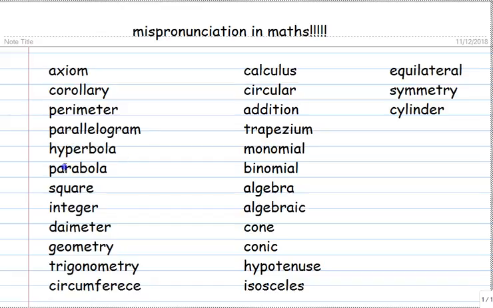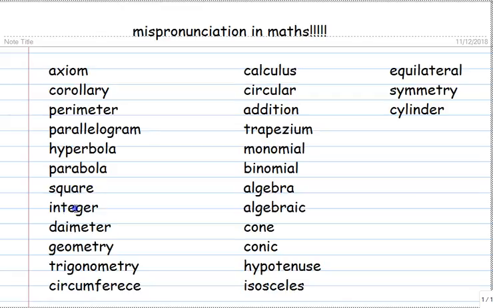Parabola. The stress is on ra, and it is pronounced as parabola. Hyperbola, parabola. This one over here is pronounced as square. Square.